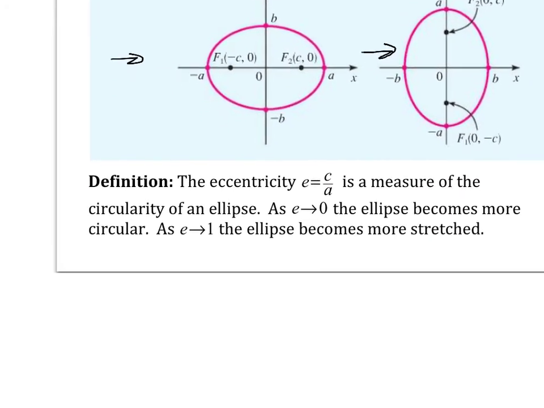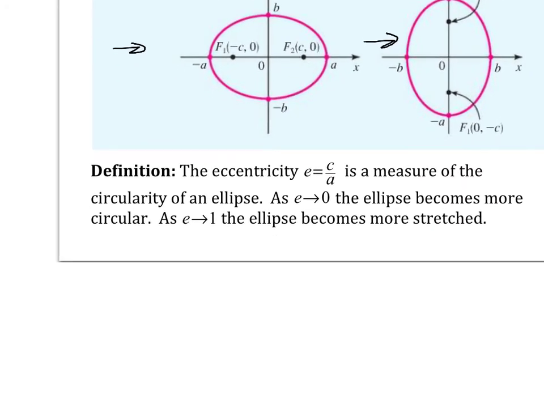Let's talk about the eccentricity. The eccentricity E is a measure of how circular the ellipse is. E is the ratio of c to a. So for example, if you have an ellipse where the foci are basically on top of each other, that would mean that c is close to 0. If c is close to 0, that means the eccentricity would be 0 over a, which is close to 0.